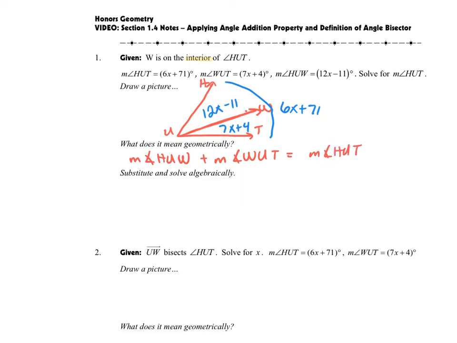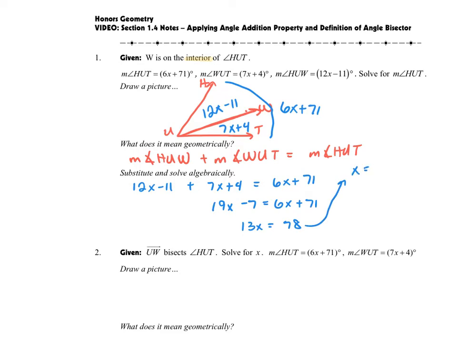From here, just like what we did with our segment addition, we're just going to substitute from our picture. So we're going to have 12x minus 11, plus 7x plus 4, equals 6x plus 71. Let's go ahead and do our algebra here. We're going to have 19x minus 7 equals 6x plus 71. Kick everything to the appropriate sides. We're going to have 13x equals 78 on the right-hand side. So we get that x is 6.